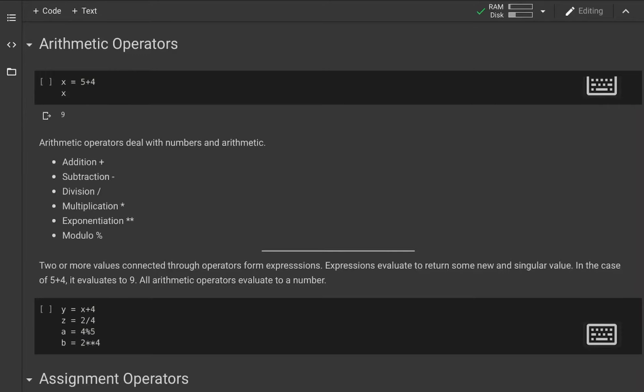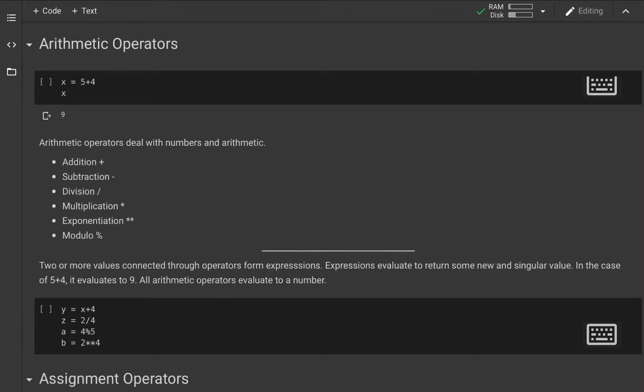And so here we say x equals 5 plus 4. And this is interesting because we're not assigning x a particular value, or at least it doesn't look like we are. We're assigning it this expression. And an expression is essentially whenever you have two or more values that are connected by one or more operators. So arithmetic operators are basically the things you would have learned in math: addition, subtraction, division, multiplication, exponentiation, and modulo, which we'll talk about at a later time.